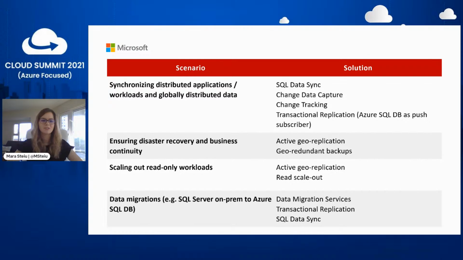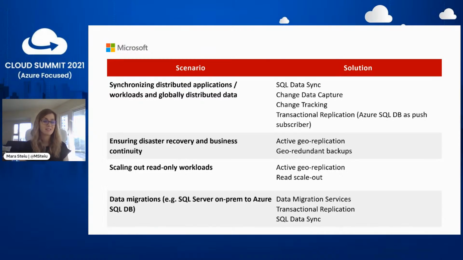So as I was telling you, we've seen our customers use replication technologies for multiple scenarios. You might want to synchronize your distributed applications or workloads that are globally distributed. For instance, you might store different workloads, so one production database and another analytics workload database, and you want to make sure those are synchronized. For such needs, you have several solutions like sync, change data capture, change tracking, transactional replication. We are going to explore all of them today.